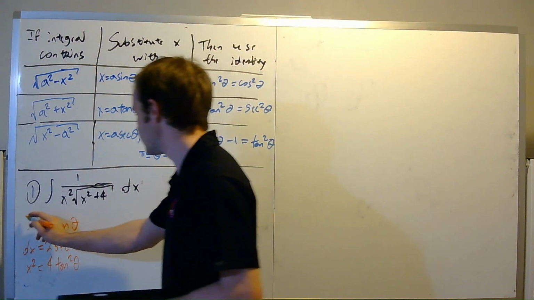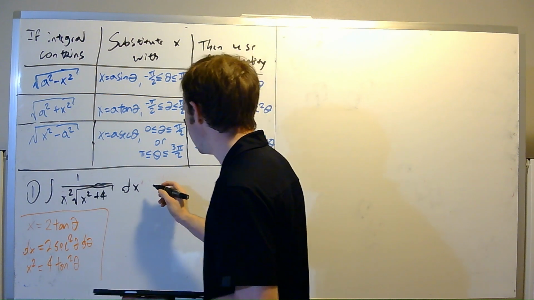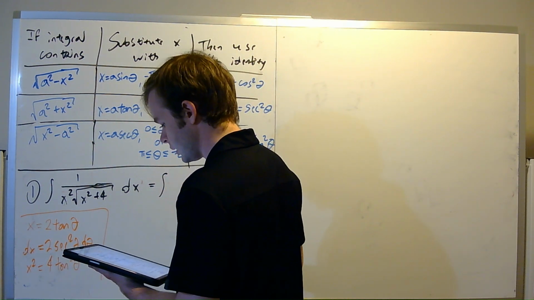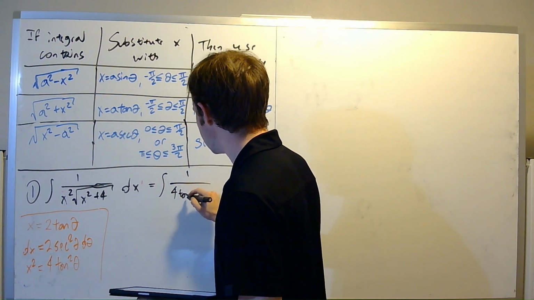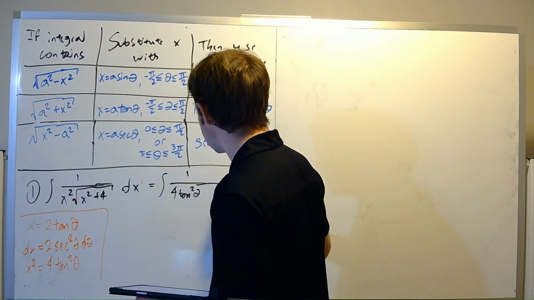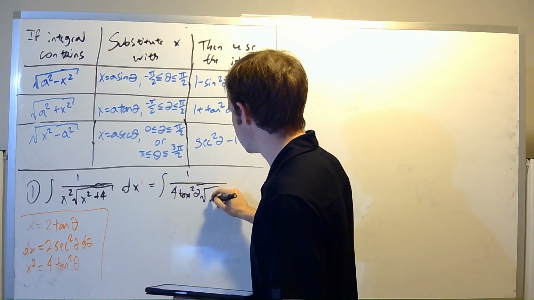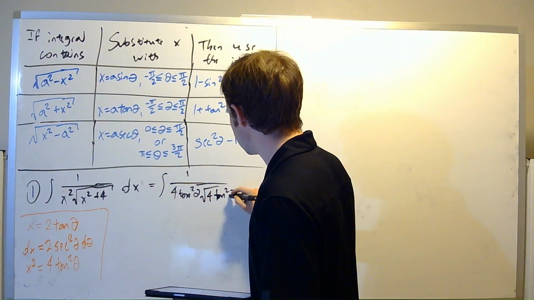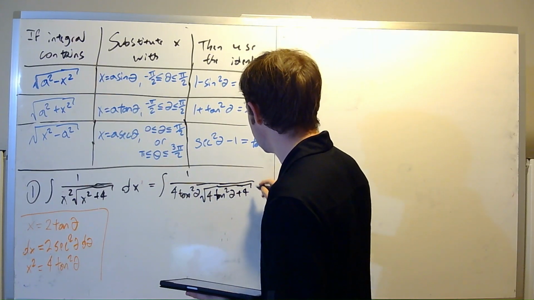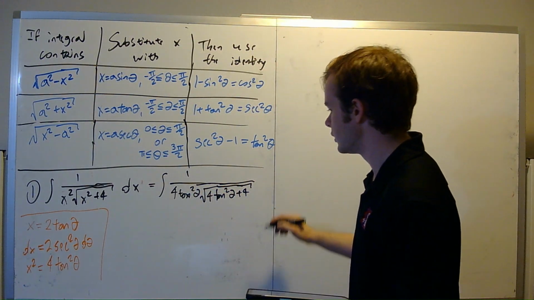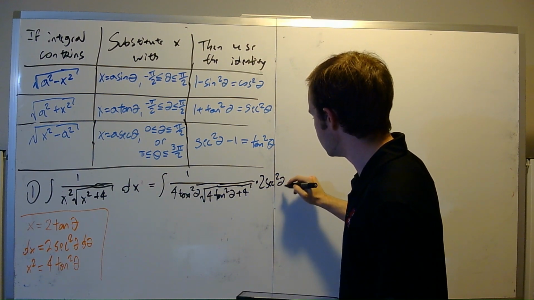So that's what I'm going to do. So if we go ahead and replace everything in this integral, then we're going to get the integral of 1 over x squared we replace with 4 tangent squared theta. And the square root thing, we said we can replace this x squared with 4 tangent squared theta. And then we just rewrite the plus 4. And dx we said becomes times 2 secant squared theta d theta.